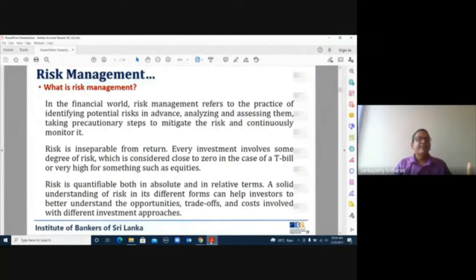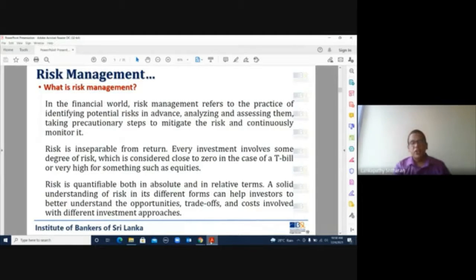Okay, we know that risk. Then what is called risk management? Identify the risk, analyze the risk, and take precautionary steps. That means control the risk and continuously monitor the risk. These 4 events comprise the risk management. This is even called the risk process.